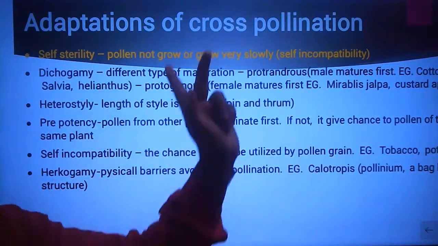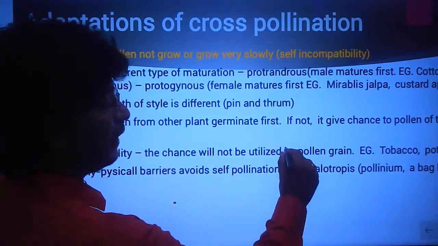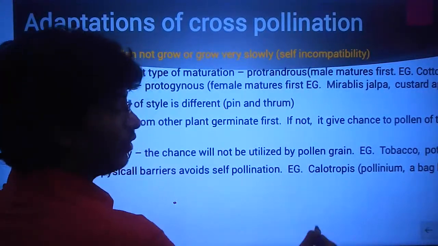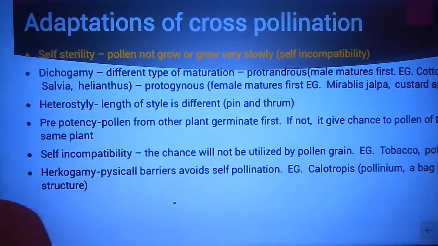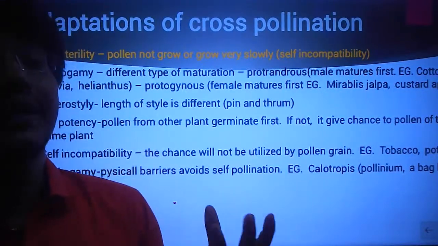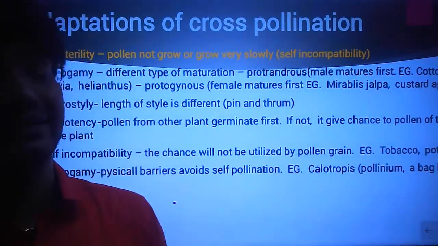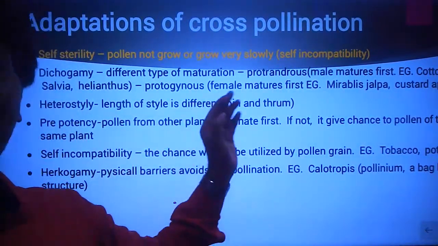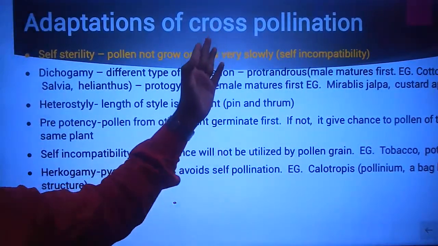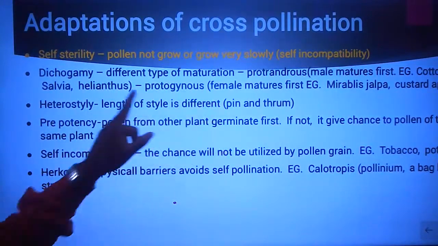So if the style is lengthy, what happens? Maybe the male is very short, and since the style is very big, the female is protruding out, whereas the male is deep inside. So the chance of pollination will be delayed, where the pollen grains produced by the anther, the male part, will not get used by the female. Why? Because the length of the style keeps varying, so it cannot meet the pollen grains. And definitely these types of flowers need to go with cross pollination, where the length of the style is different.